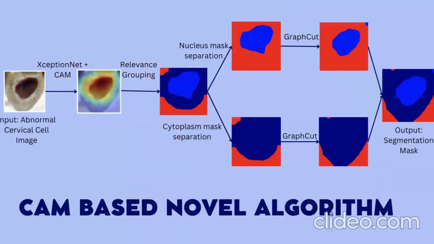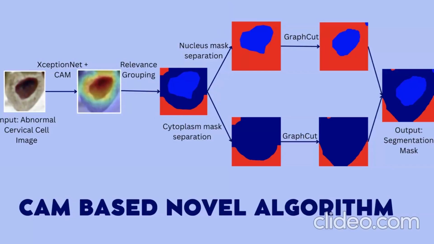Our first novel algorithm is CAM-based. The heat maps produced by the CAM methods effectively highlight regions within the cell nucleus and cytoplasm, which are key indicators of malignancy in cervical cells. We use Gaussian mixture models to group the relevance values from these heat maps, creating a segmentation mask that delineates the nucleus, cytoplasm, and the background regions.